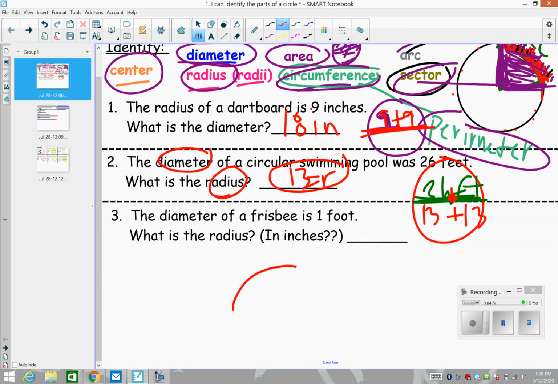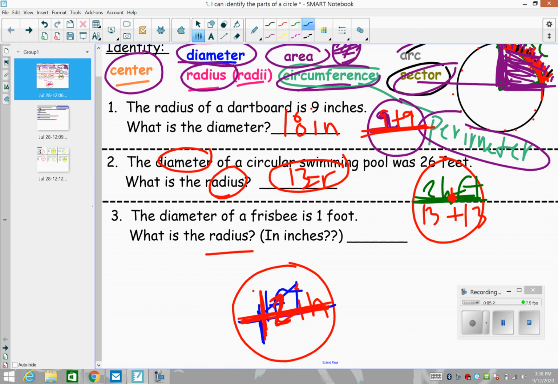And number 3, some vocabulary here. The diameter of a frisbee is 1 foot. 1 foot has another name. It's equal to 12 inches. So the diameter is 12 inches across. What's the radius, in inches? Good thing I already converted there. Well, that would be really just 6 plus 6. So the radius would be 6 inches. So that's some vocabulary about diameter and radius so far.